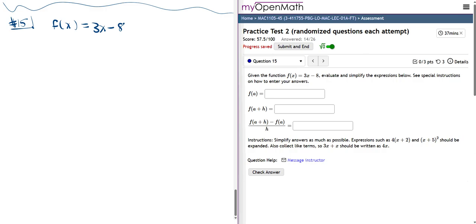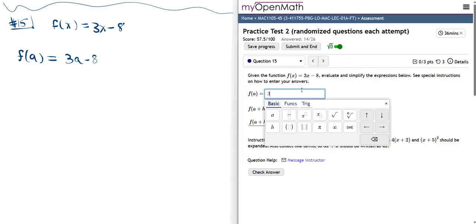All right, so down here it says instructions, simplify answers as much as possible. Expressions such as 4 times quantity x plus 2 and x plus 5 quantity squared should be expanded. Also, collect like terms, so 3x plus x should be written as 4x. Okay, good to know. All right, so first it asks for f of a. So f of a means all I'm going to do is instead of writing x, I'm just going to write a. So that's pretty simple. Let's start with that. 3a minus 8.